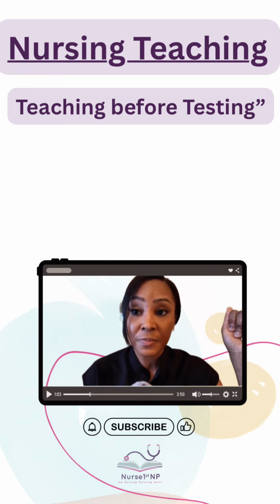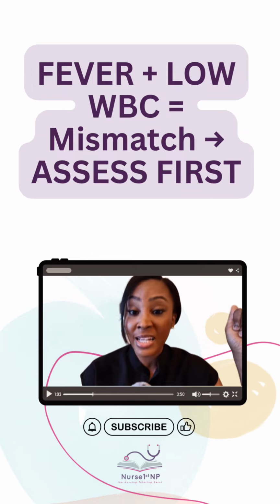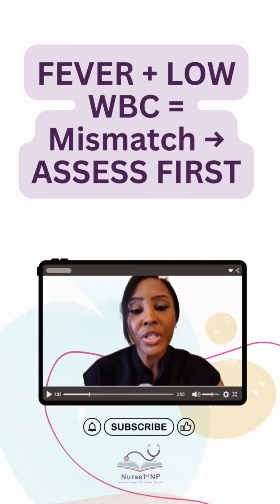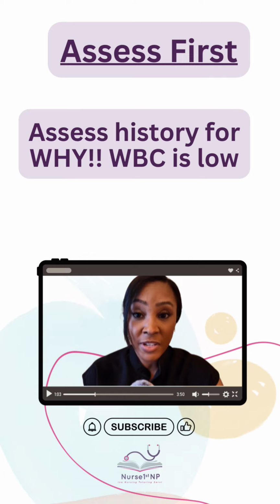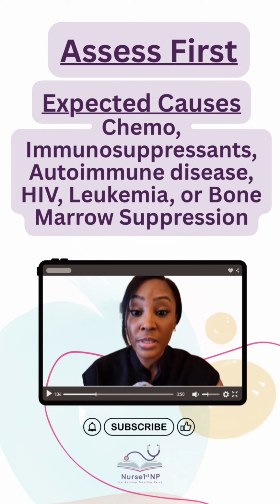So let's flip the script. Let's say you have a test question and the patient has signs of infection, but they have a low WBC. What do you do? That's a mismatch because fever normally goes with a high WBC, so you must assess first. If your patient has a fever with low WBCs, make sure you assess their past medical history. That history tells you if their low WBCs are expected or if it's a danger sign.